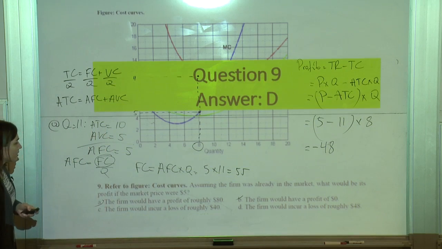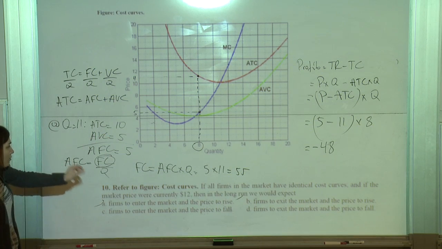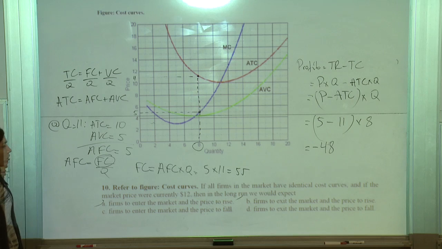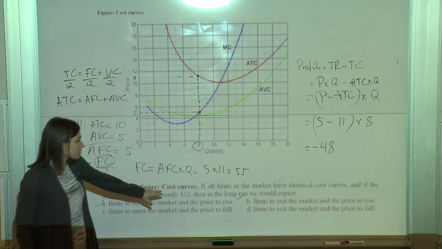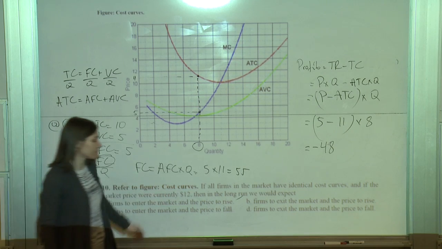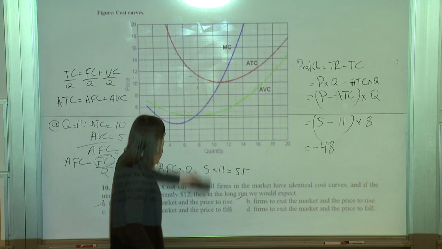All right. The next one deals with this a little bit. So if all firms in the market have identical cost curves, and if the market price were currently $12, then what would happen in the long run? All right. So now the market price is 12.